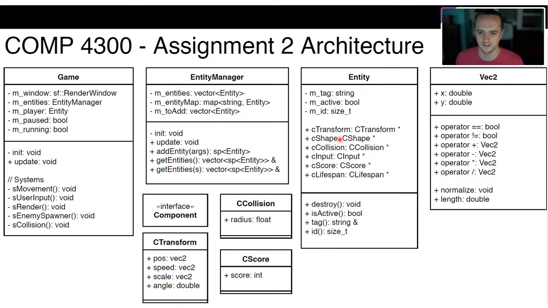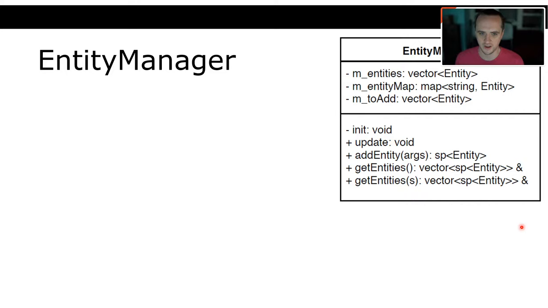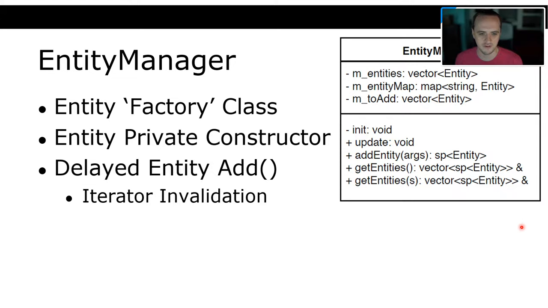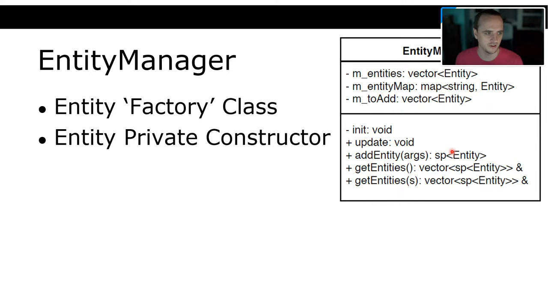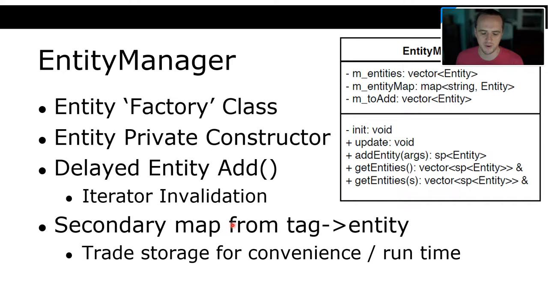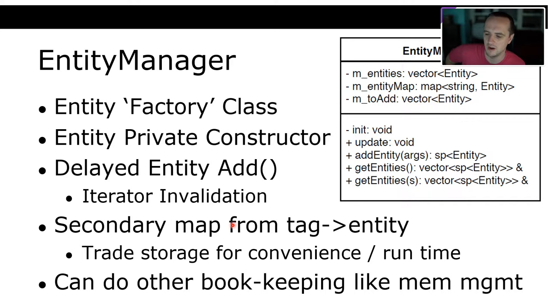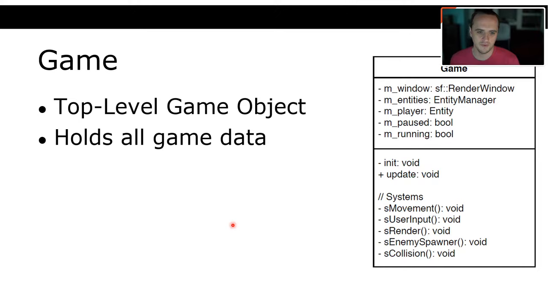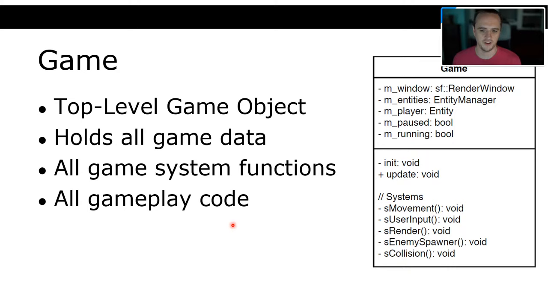All right, so the entity manager, just as a recap, it's the entity factory class. Since the entity has a private constructor, only the entity manager can actually construct entities. So we can't accidentally construct entities outside of this factory. We implemented a delayed entity add functionality and delayed entity delete functionality to avoid things like iterator invalidation. And it also stores a secondary map from tags to entity vectors so that we can trade a little bit of storage for convenience at runtime. And it does some other bookkeeping things like memory management, etc. The game class was a top-level game object that holds all the game data. It holds all the system functions, all the gameplay code. Okay, so that was what our game class did.